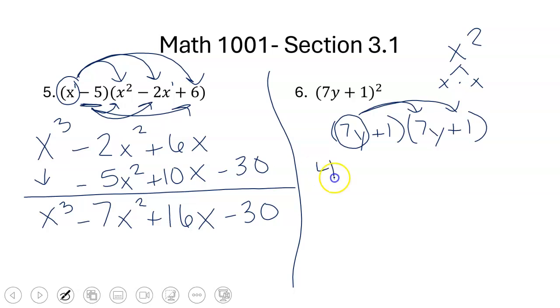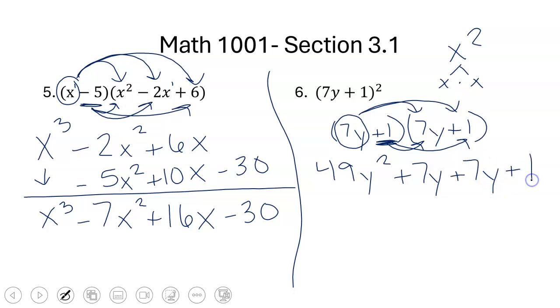7 times 7 is 49. How many y's do I have? I have 2 y's. So y squared. 7y times 1 is positive 7y. And then I'm going to take the 1 and multiply it in with the second group. So 1 times 7y is 7y. 1 times 1 is 1.